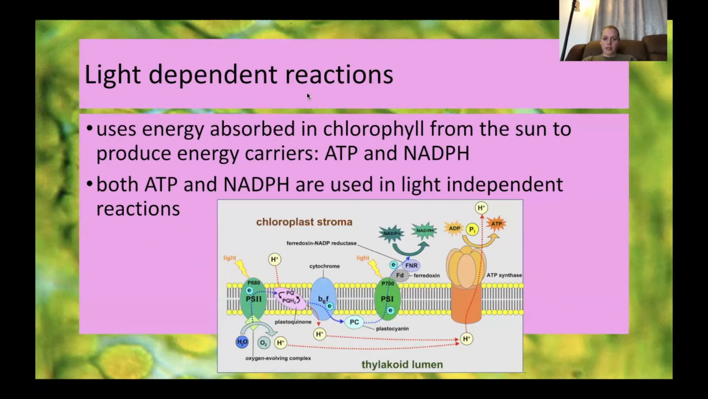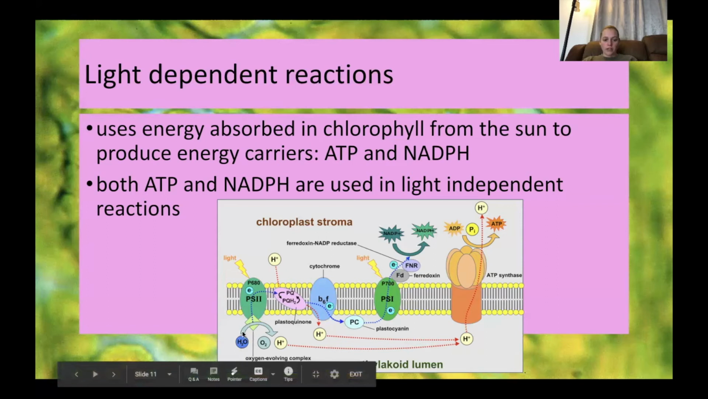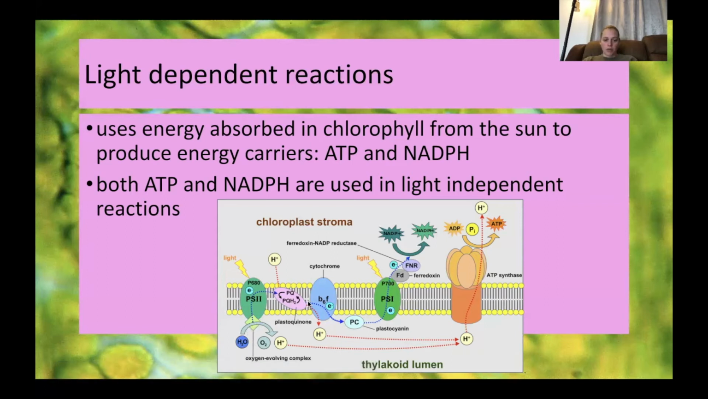So the light-dependent reactions happen first in photosynthesis, and this is where chlorophyll is going to absorb energy from the sun to create these energy carriers, ATP and NADPH. And ATP and NADPH are going to be used later in the light-independent reactions. So we'll just take a little glimpse at how this works. We have water coming into the chloroplast, and this is in the thylakoid. So we're on the membrane of one of those thylakoid stacks that we saw.